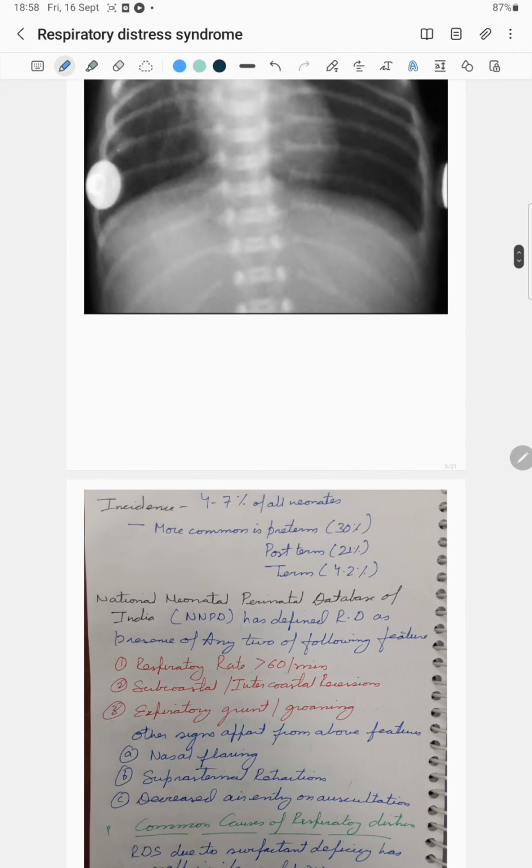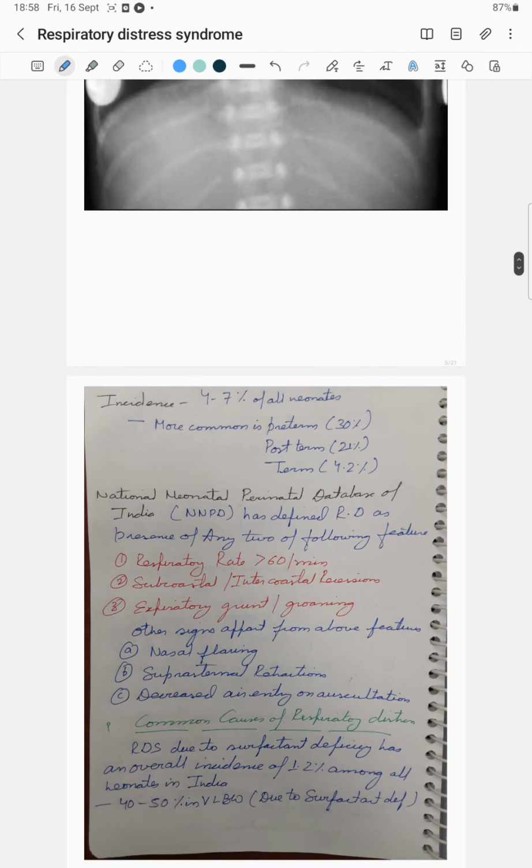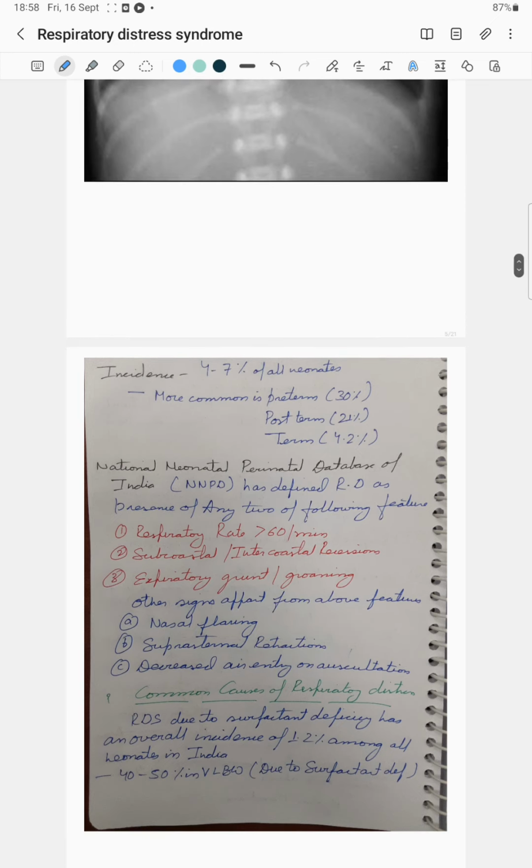Now, what is the incidence? Incidence is 4 to 7% of all neonates. It is most common in preterm. Respiratory distress syndrome is more common in preterm, around 30%. It is also seen in postterm and term.